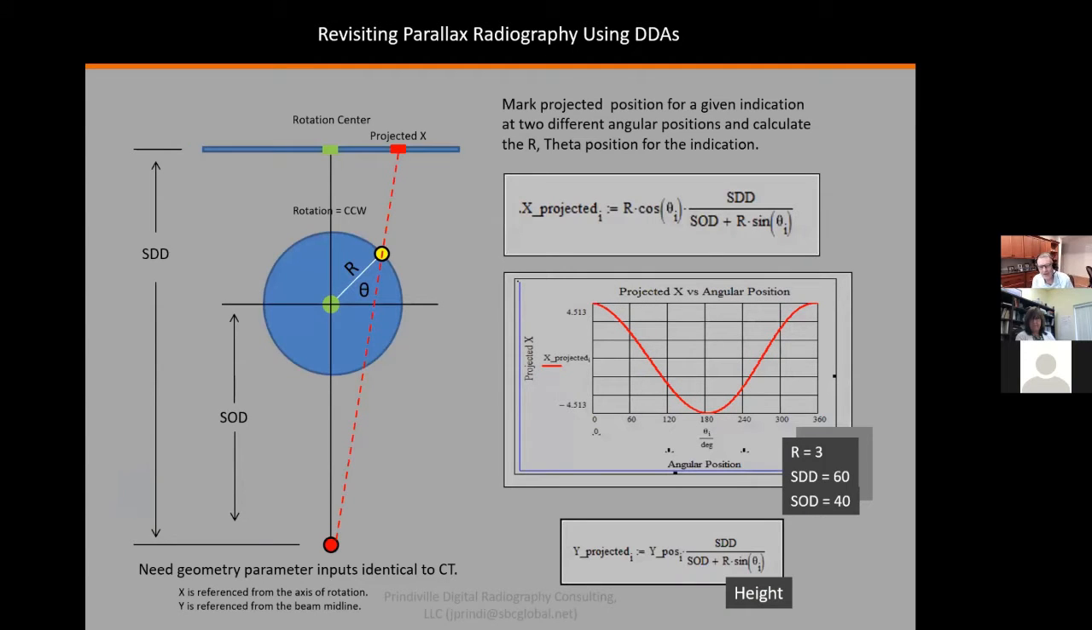So here's what the calculations look like if you were to do that. If you're rotating something, then the computer can just handle that for you. You do need to know, similar to when you do CT, where the axis of rotation is and where the beam midline is. Those are things that are commonly acquired for CT and done with the calibration fixtures or whatever. So you do need to know those to reference and get started on this equation.